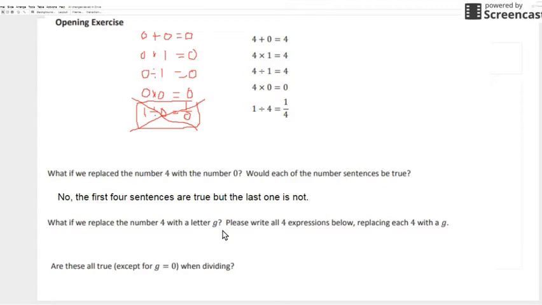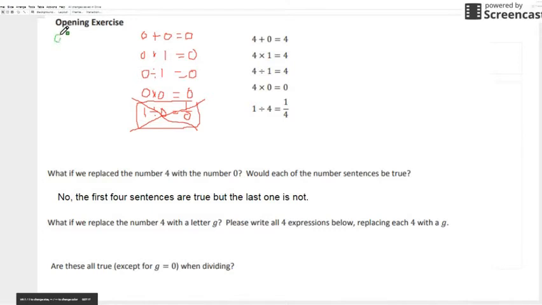So now we're going to replace the number with a letter. Please write all 4 expressions below, replacing each 4 with the G. Well, you can write it here if you want to. I'm going to write it over here on the side because this is kind of the other room we had, and kind of looking at all of them.